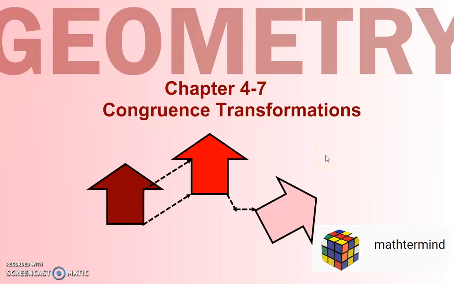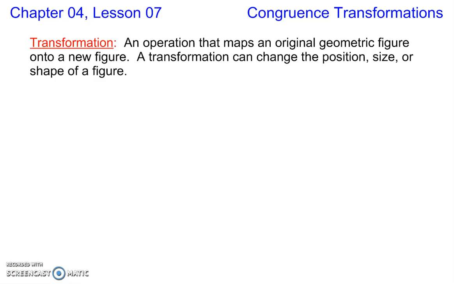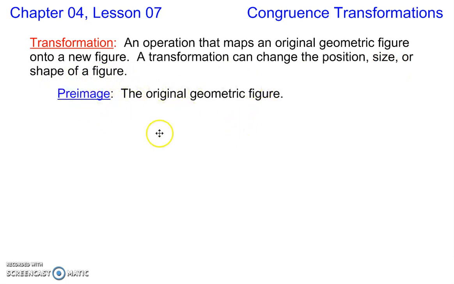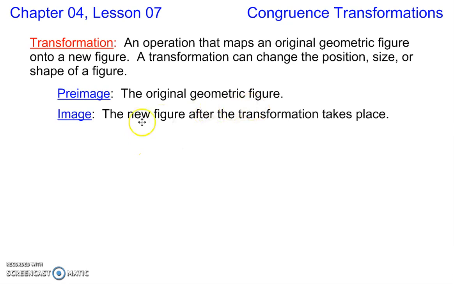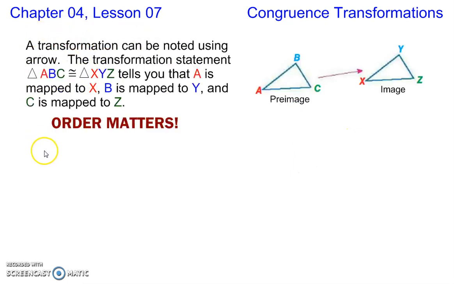And here we go again, Geometry Chapter 4-7, Congruence Transformations. A transformation is an operation that maps an original geometric figure onto a new figure. Transformation can change the position, size, or shape of a figure. Now, the pre-image is the original shape, original figure, and the image is the new figure after the transformation. You should already be familiar with transformations. Today, more specifically, we're looking at congruence transformations.